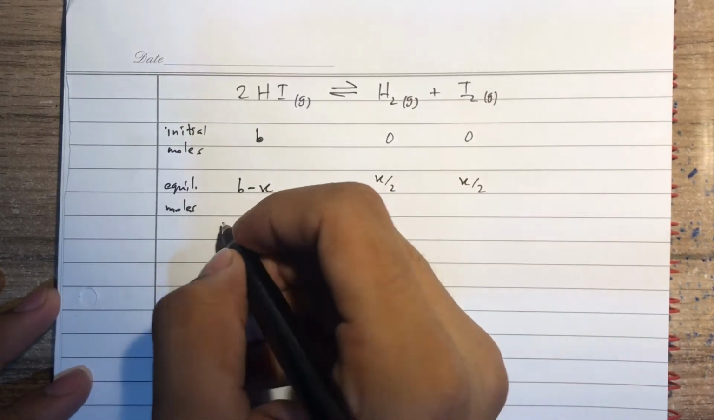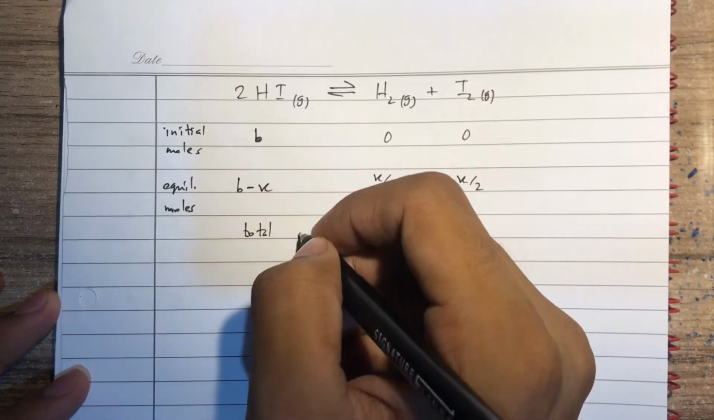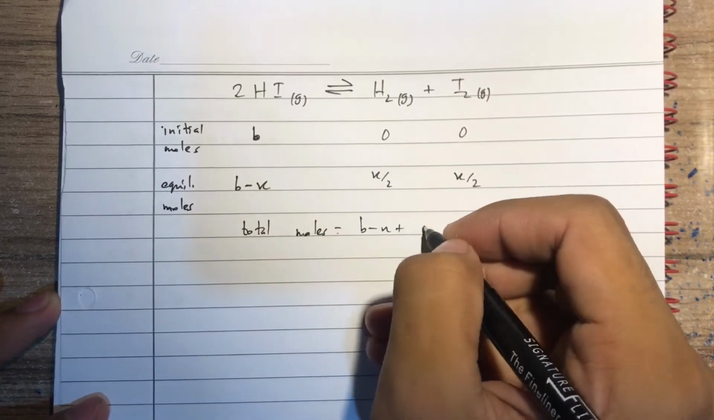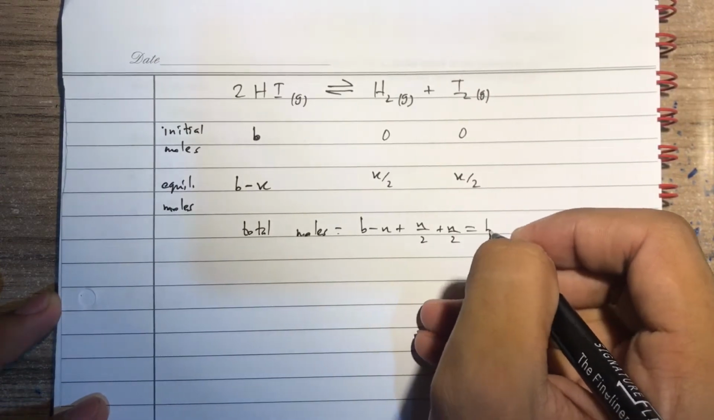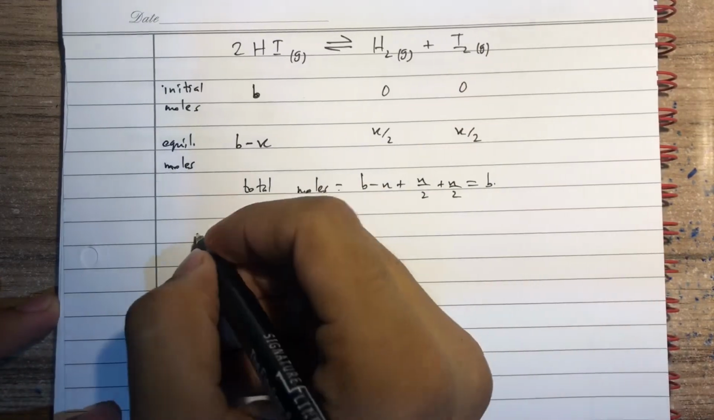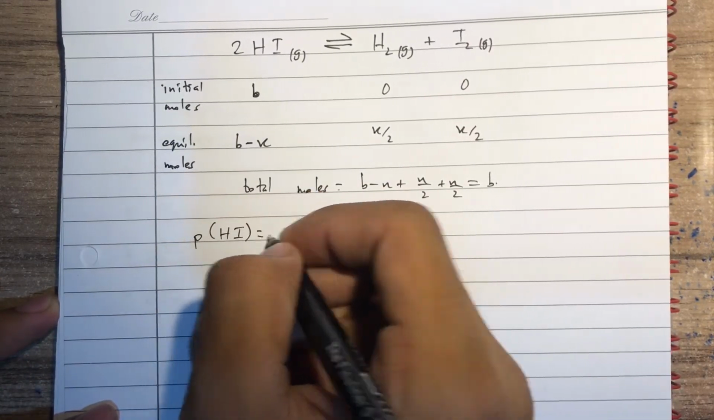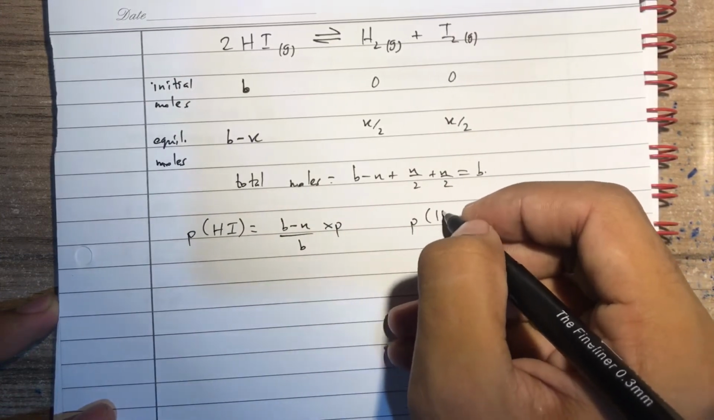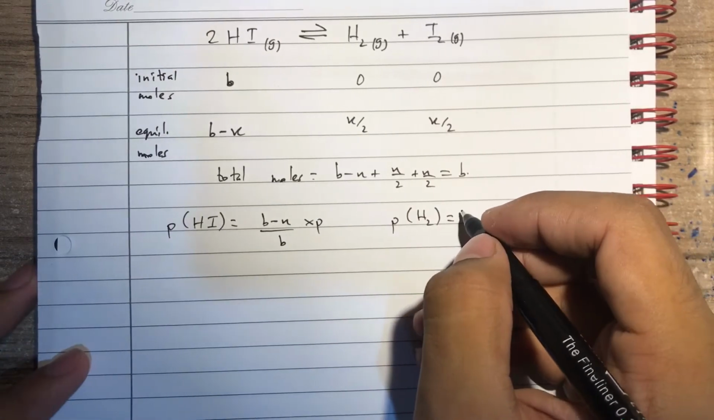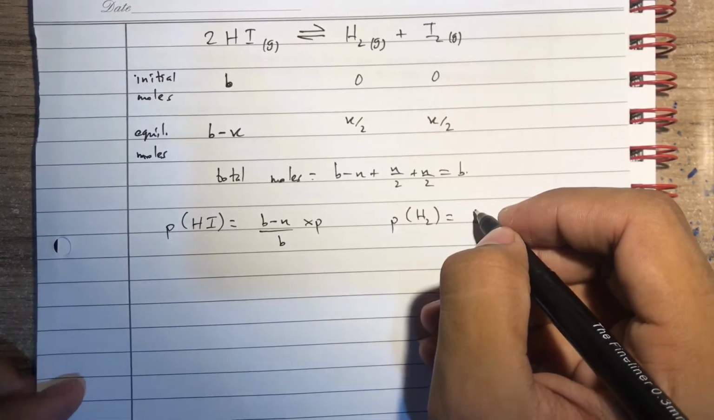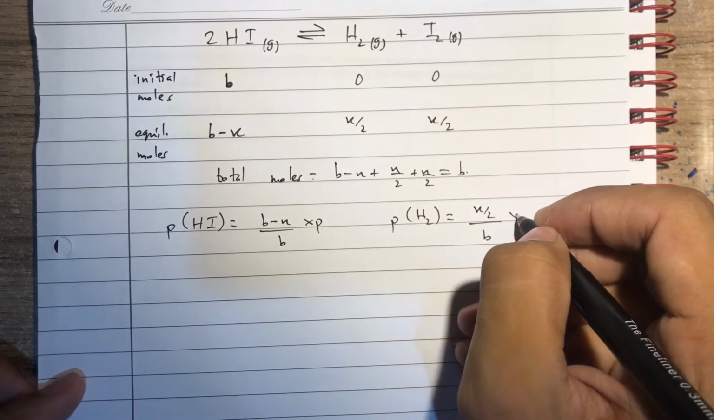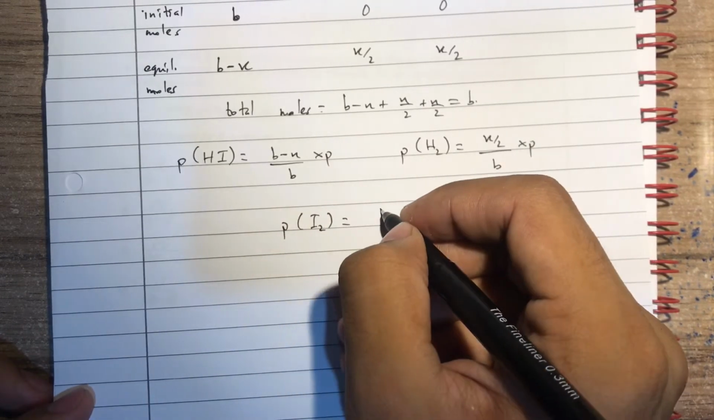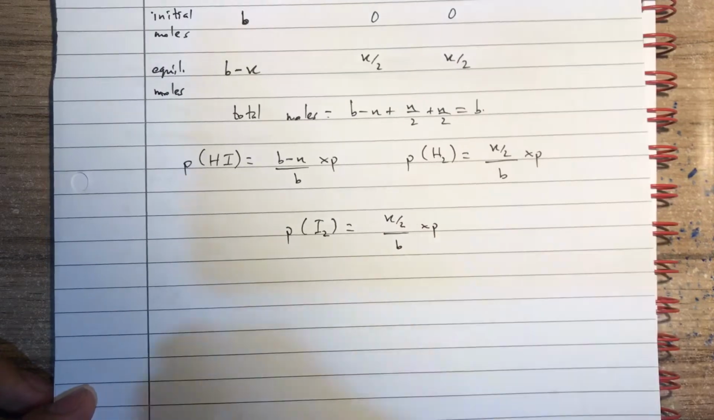So first I'll find the total number of moles: B minus X plus X upon 2 plus X upon 2, this is equal to B. Now for partial pressure of HI, it's B minus X upon B times P. Partial pressure of H2 is X upon 2 upon B times P, and partial pressure of iodine is X upon 2 upon B times P.